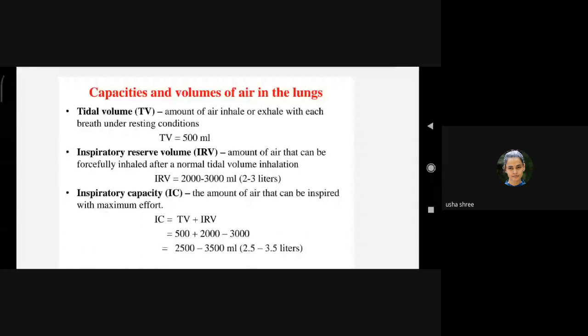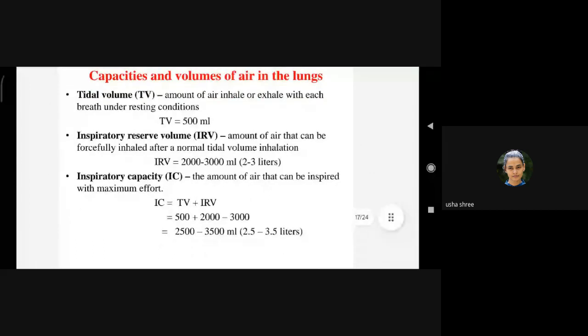Exactly. You will be immersed by the full capacity of lungs. Our full capacity of lungs is much, much more than tidal volume. Let's see what's happening.